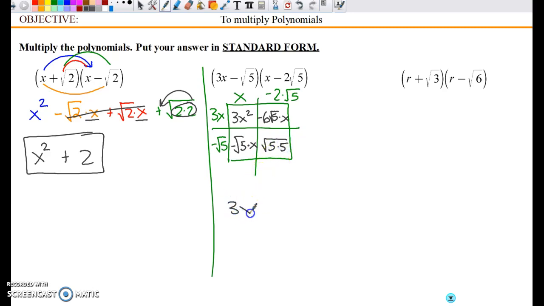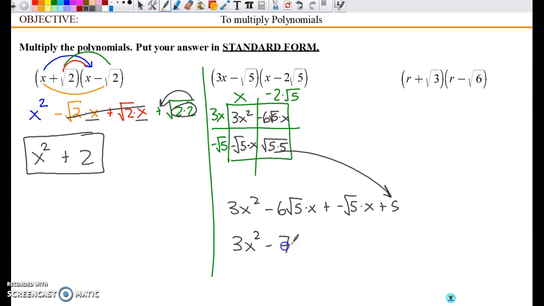All right, let's do it. 3x squared minus 6 square roots of 5 times x plus a negative square root of 5 times x plus 5. That's just the 5 here. I have negative 6 square roots of 5 plus a negative square root of 5 would be negative 7 square roots of 5 times x plus 5. And that's my final answer in standard form.